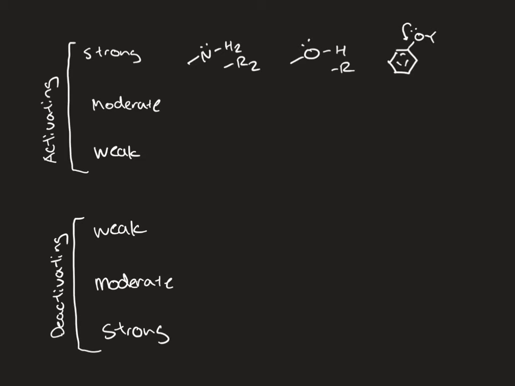And so moderate groups are similar to the strong groups, except that they are attached to an electron withdrawing portion on the other side. So something like nitrogen attached to a carbonyl group here. Likewise, the lone pair can still donate electrons into the aromatic ring.